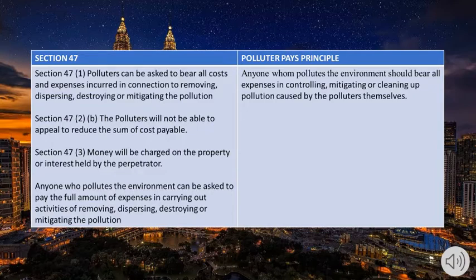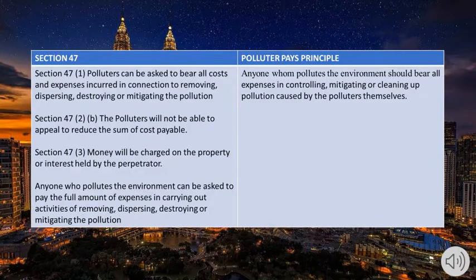Now it can be said that this provision is a split image of the polluter pays principle. As defined earlier, polluter pays principle requires the polluters to bear all the expenses in controlling, mitigating, or cleaning up pollution caused by the polluters themselves. Section 47 is clear that if the perpetrator is the cause of the pollution, then he must be the one who needs to take money out of his own pocket to reverse the condition of the environment.